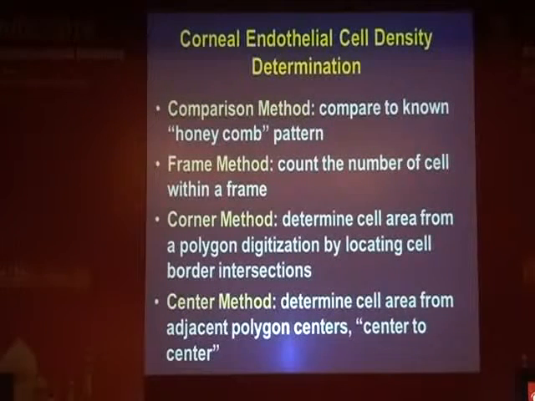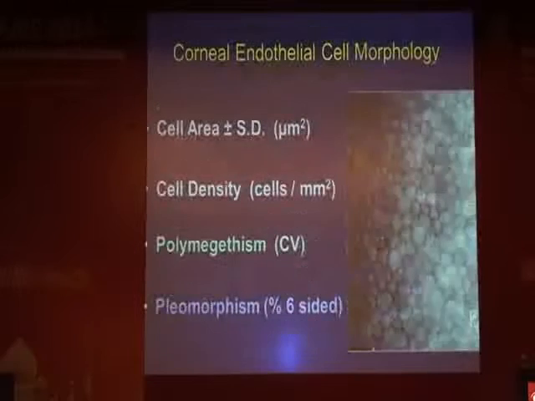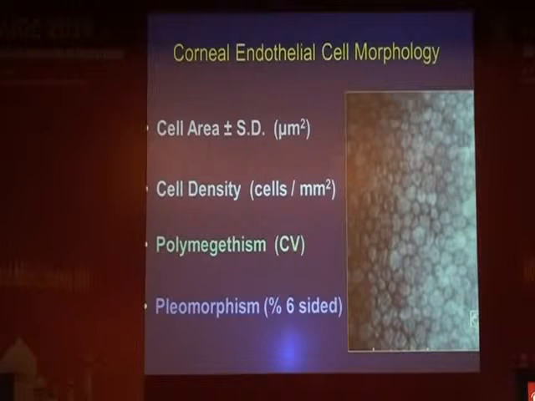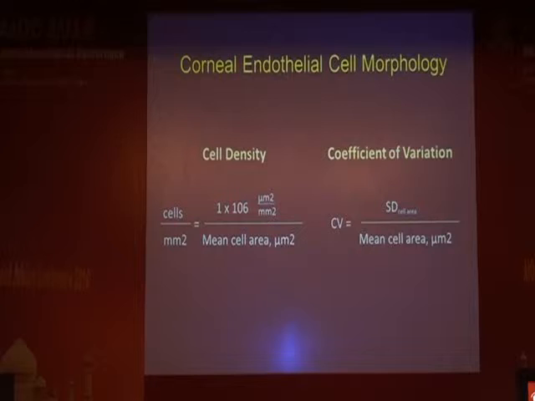You can use various software methods to calculate the endothelial cells depending on which machine we are using. You can use the corner method, where you outline these cells, or you can have the center method where center to center of cells is calculated. The main parameters on which we rely are cell area, cell density, polymegathism and pleomorphism. Pleomorphism is basically the percentage of six-sided cells. In the perfect corneal endothelium, probably 100% of the cells should be six-sided, hexagonal, because that gives the maximum number of cells being fitted into the frame. But if up to 60% of the cells are hexagonal, we say the corneal endothelium is normal. This is how the cell density and the coefficient of variation are calculated.